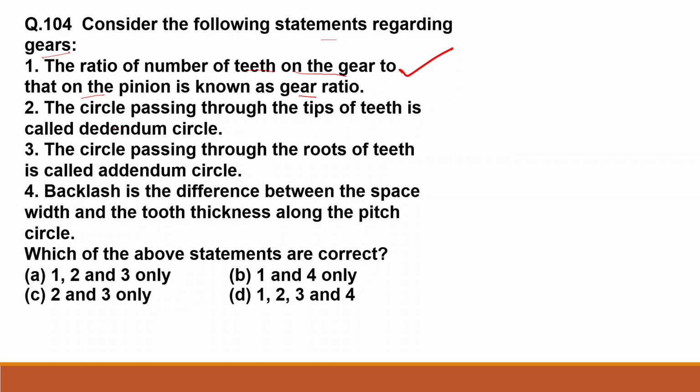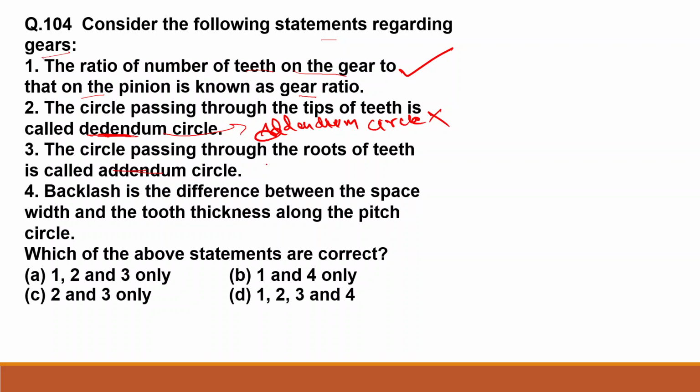This one is not an addendum circle. This one will be the addendum circle. In this I will write here addendum circle. This point is wrong. The correct option will be: the circle passing through the tip of the teeth is called addendum circle. The circle passing through the roots of teeth is called addendum circle. This point also is wrong, because the circle passing through the roots of the teeth is called dedendum circle.